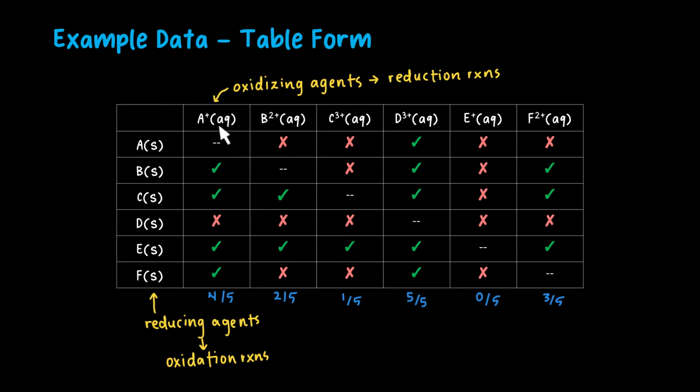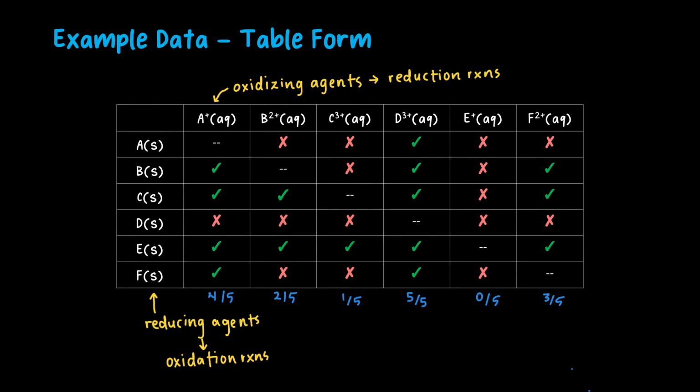You'll notice these dashed lines along the diagonal. We don't need to react a metal ion with its elemental form, as it's not going to be a spontaneous reaction. And so that just saves us some supplies as we do our reactions. We can do the same thing for our reducing agents. Just tally how many reducing agents react.